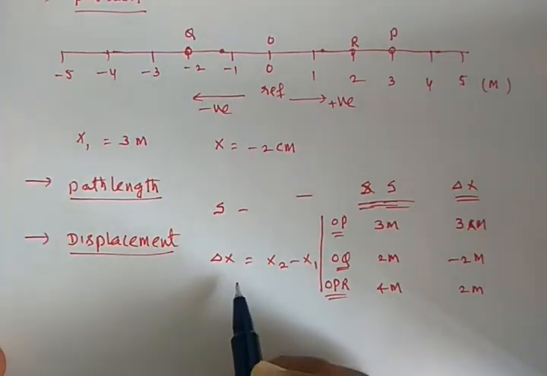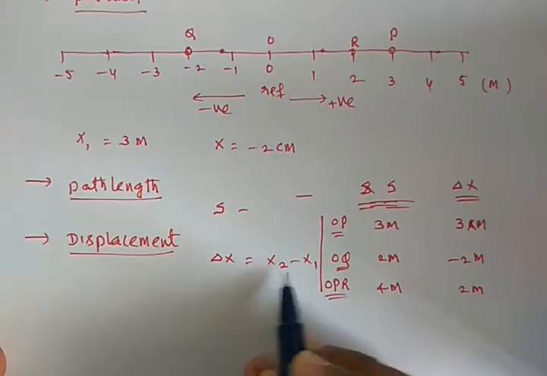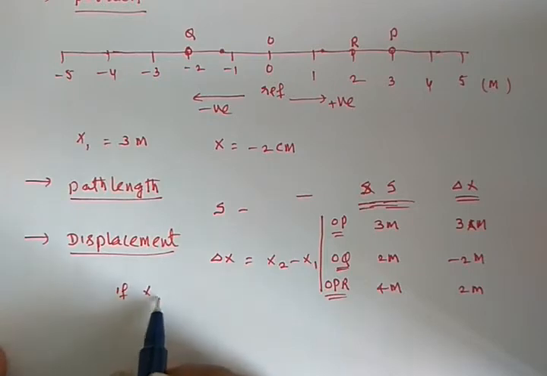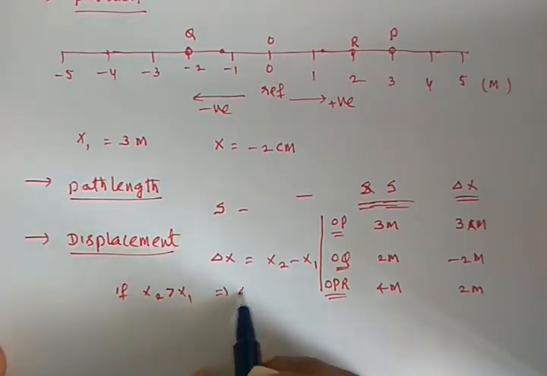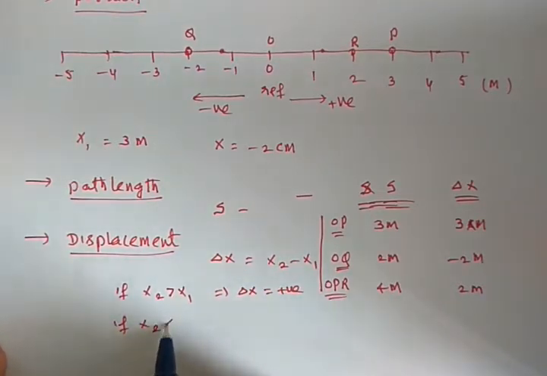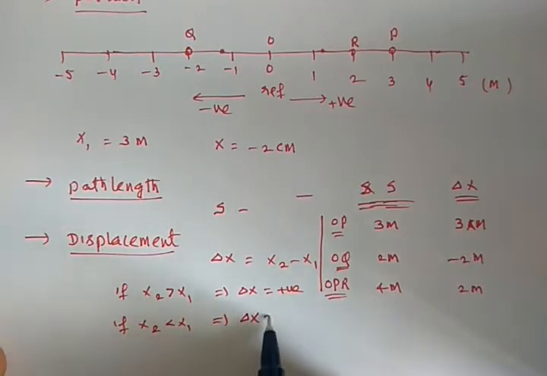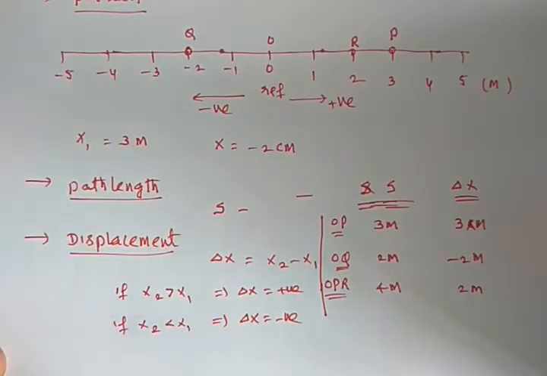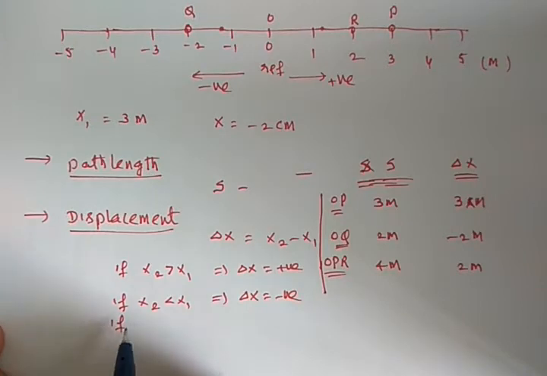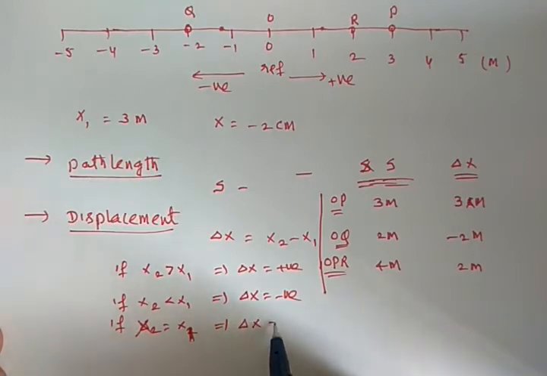And now, even from the general equation you can understand that as we define delta x equals x2 minus x1, if x2 is greater than x1, that implies delta x is positive. If x2 is less than x1, then your delta x becomes negative. If there is no change in position, that is x2 equals x1, it means there is no change in position. In that case, displacement will be 0.